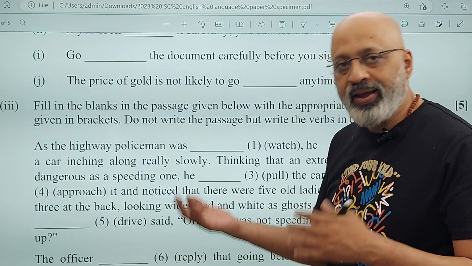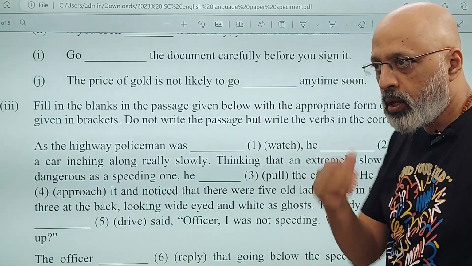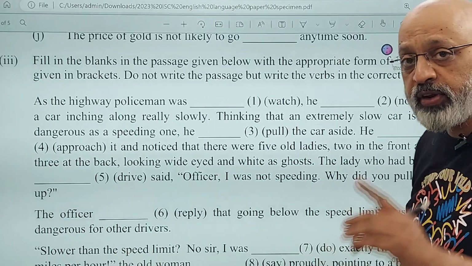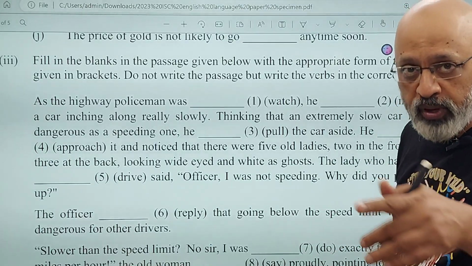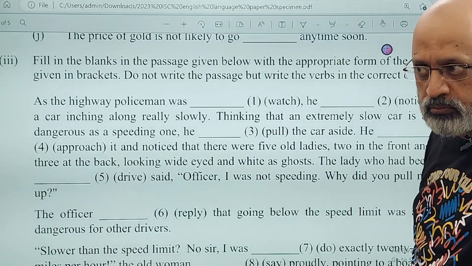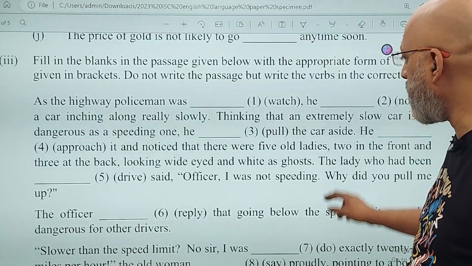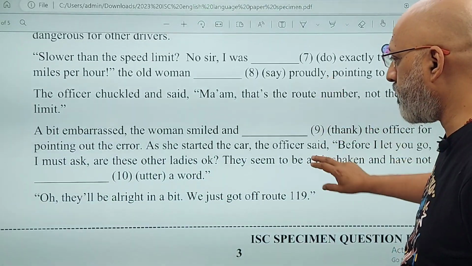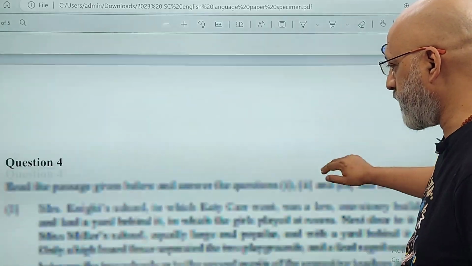Okay, the last one. The price of gold is not likely to go. It can go up, it can go down. So both up and down will be acceptable out here. Okay. This one we did in the tenses वाले video में just a couple of days ago. So please go through it and you can see it there. Okay, ये पूरा passage हमने किया, it's a very good passage.